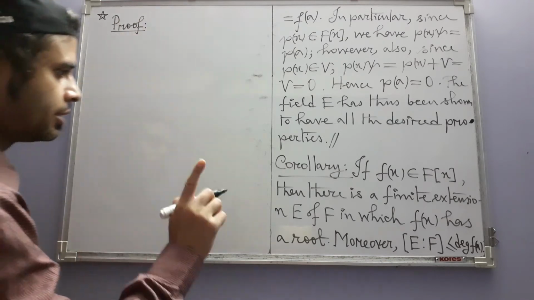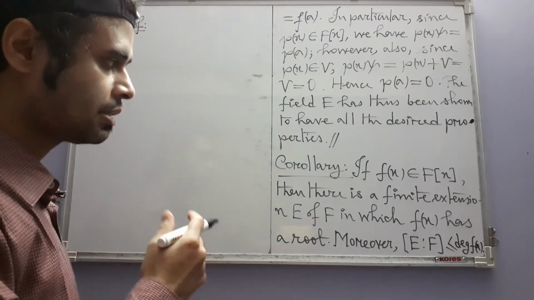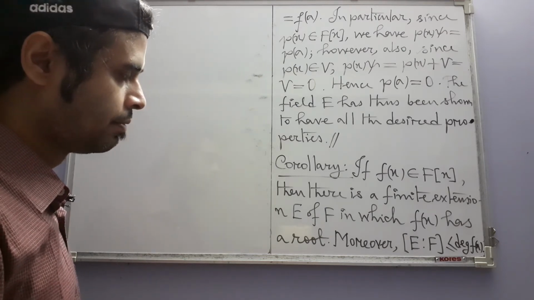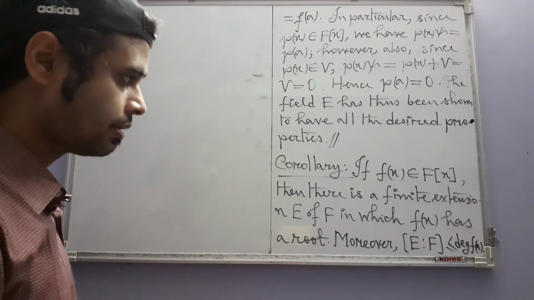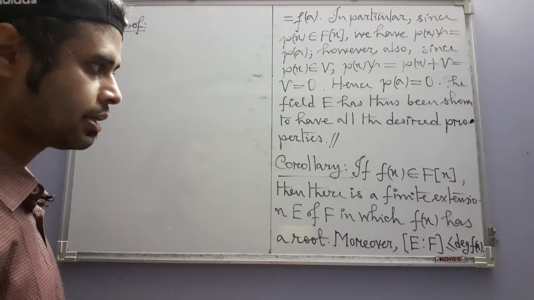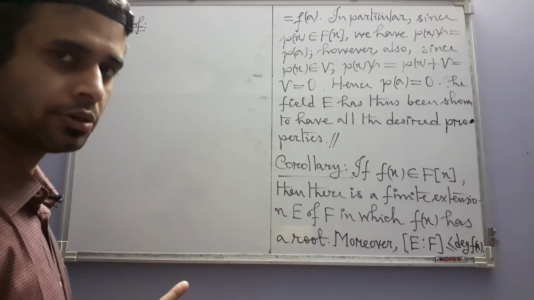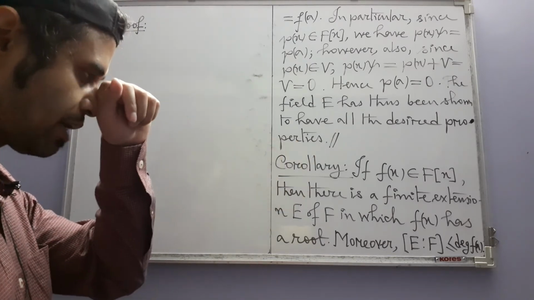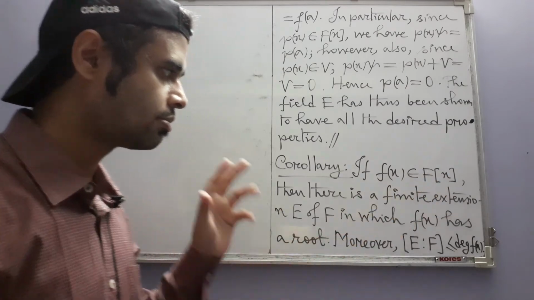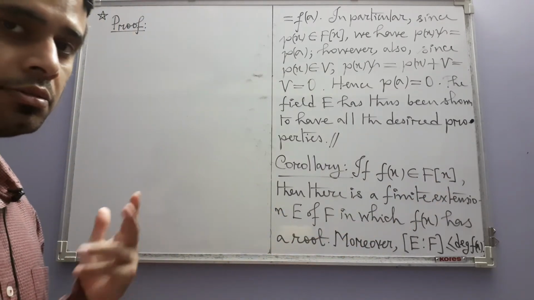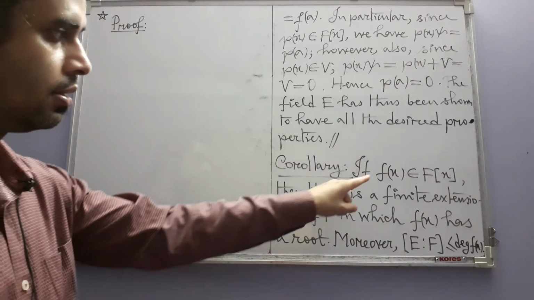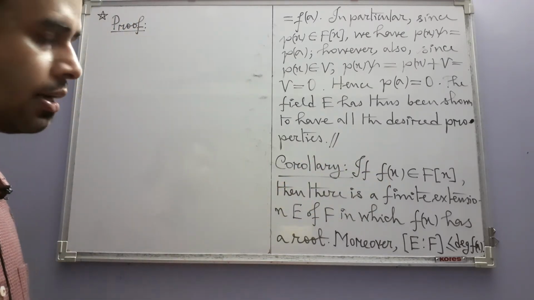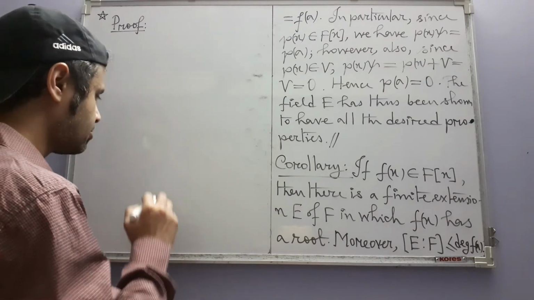And because the degree of f of x is a non-constant polynomial and hence a non-zero polynomial, and because it is non-constant, it is a non-unit polynomial. That is why, by the fact that F[x] is a Euclidean ring and hence a unique factorization domain, f(x) has an irreducible factor.